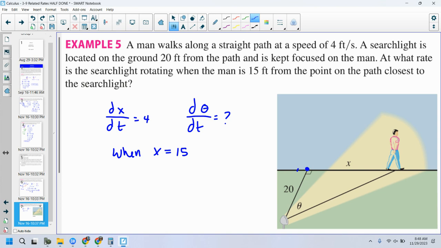Now, how can we relate theta, x, and this 20 together? How can we do that? Tangent. Yeah, good. Tangent. So tangent theta.